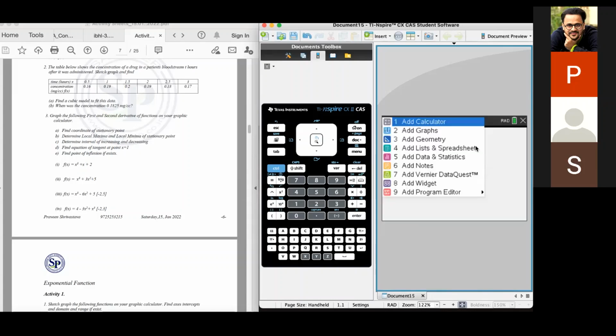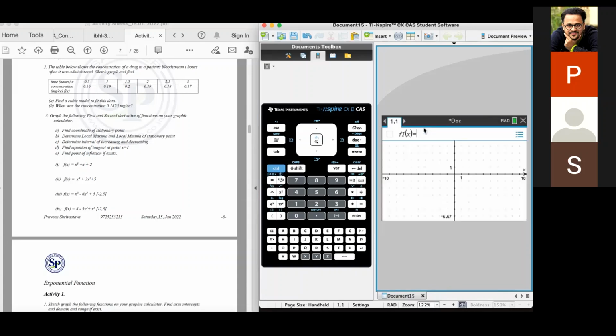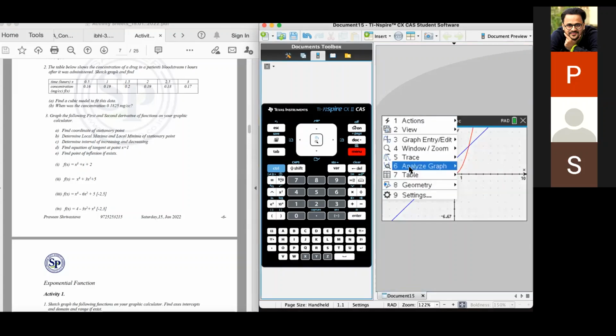Now, if we discuss the area between the curves, you know that we need to take two equations, and then we will find it here. The equation I'll be taking here is x plus 2, and for my graph, suppose I take x square, and I want the area between the line and the curve. Menu, analyze graph.